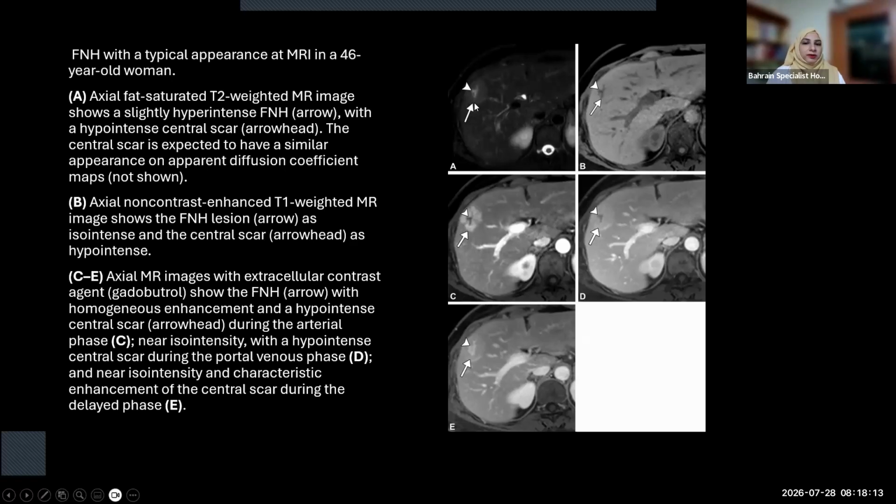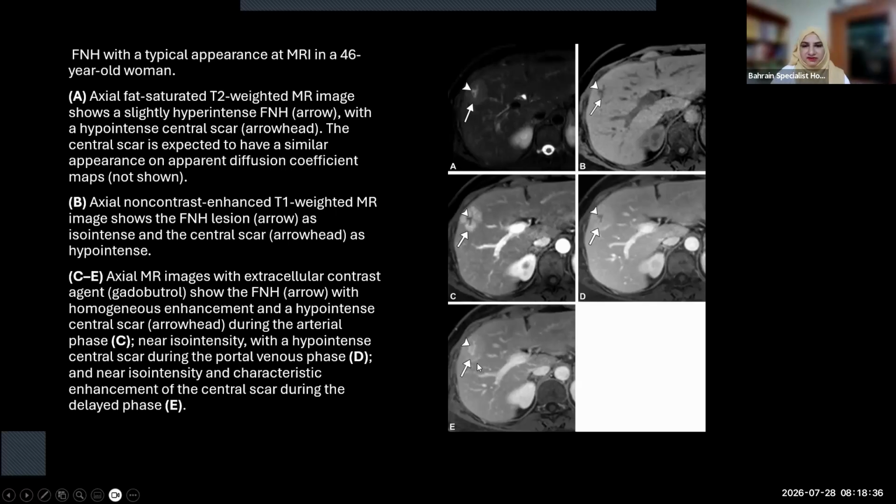It shows on T2 weighted images, pre-contrast, a bright central scar with almost similar appearance to the background liver on plain scan. On contrast scan, it behaves exactly like it behaves in the CT scan. There is arterial phase hyperenhancement in the periphery with a non-enhancing central scar, which eventually lights up on the delayed phases.